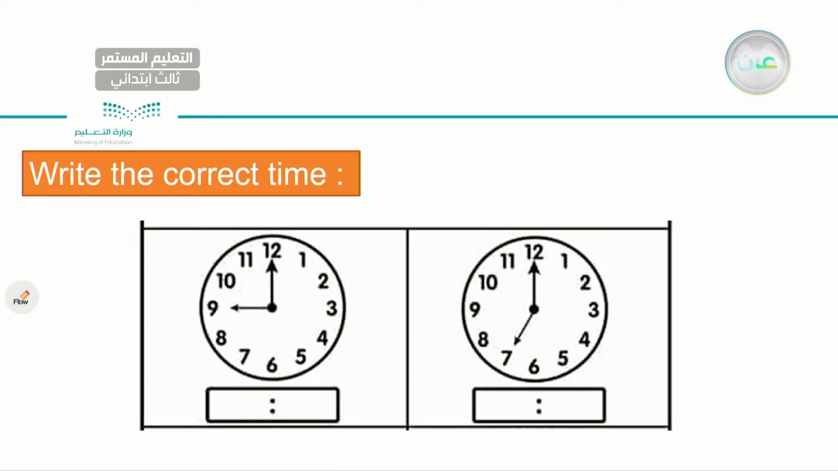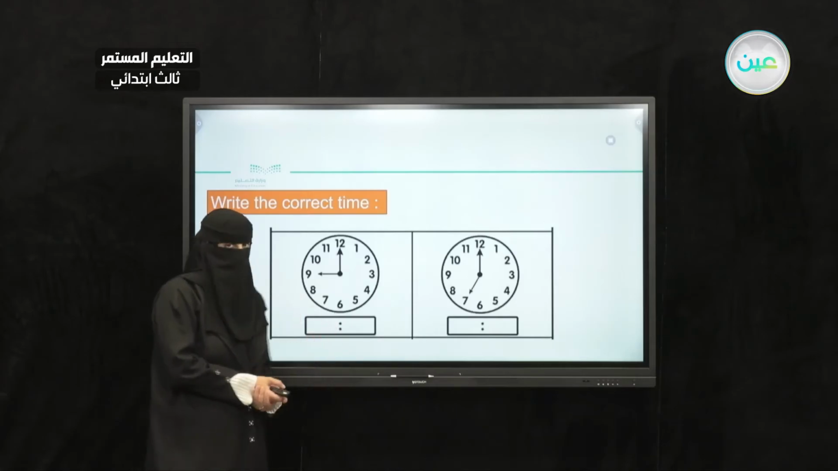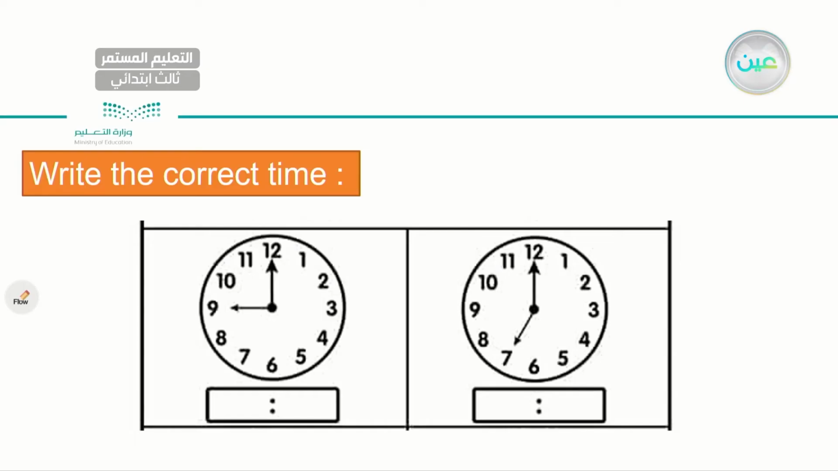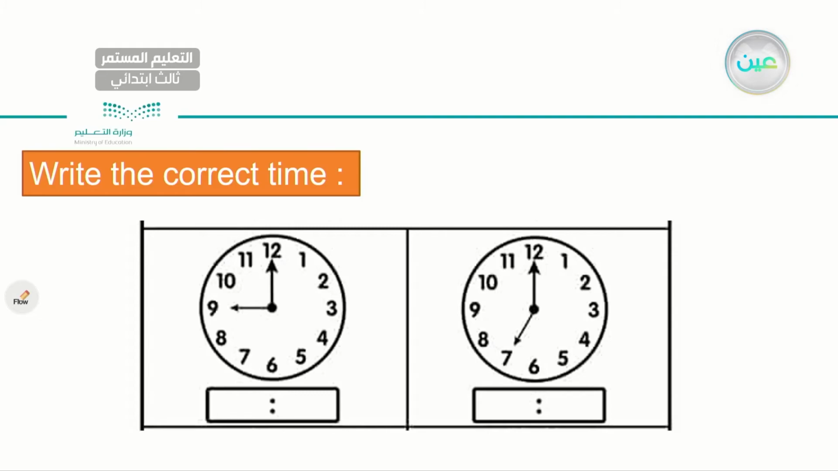Now, let's do it differently. We will write the number. Okay, so I have a digital time here. Write the correct time. I have 2 clocks. The one to your left, my dear student, what time is it? Or what's the time, please? Now, I have a short hand and a long one on the clock. The short one refers to the hour. The long one refers to the minutes. So it is 9 o'clock. Very good, my dear student.